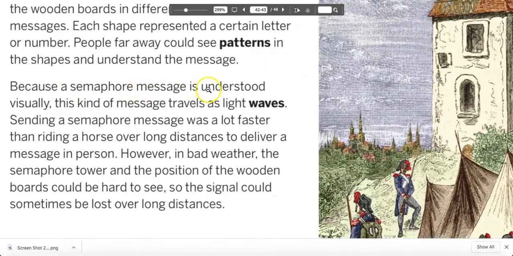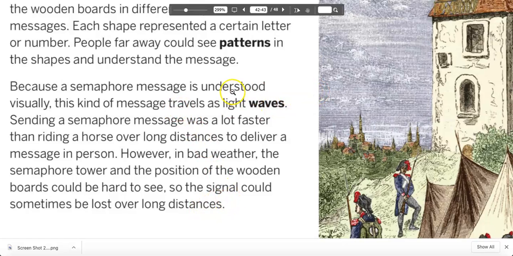Because a semaphore message is understood visually, this kind of message travels as light waves. So it doesn't travel as sound waves because there is no sound to be communicated, but light waves needed to travel for those boards to be seen. Sending a semaphore message was a lot faster than riding a horse over long distances to deliver a message in person. However, in bad weather, the semaphore tower and the position of the wooden boards could be hard to see, so the signal could sometimes be lost over long distances.